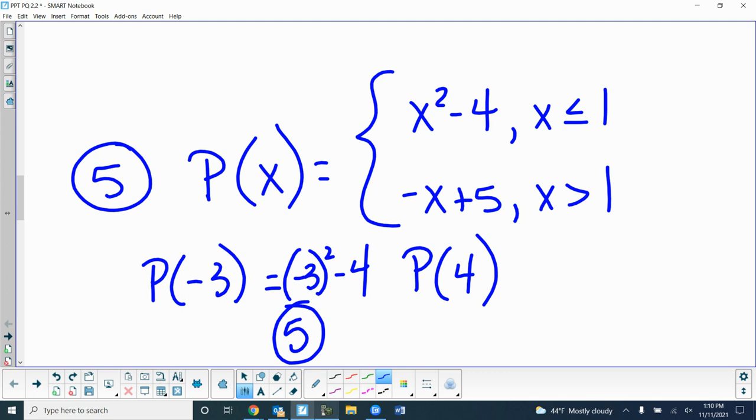What's the x for this one? 4. Does 4 fit in the bottom or the top? The bottom. It's bigger than 1, right? So I'm going to put the 4 in this x. What's negative 4 plus 5? 1. I'm not even making you graph it like you had to do on the homework the other day. You're welcome.